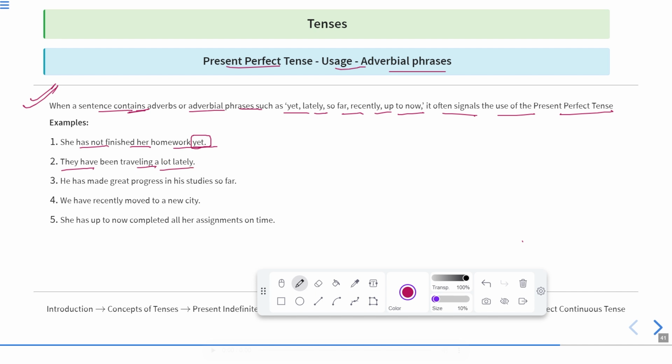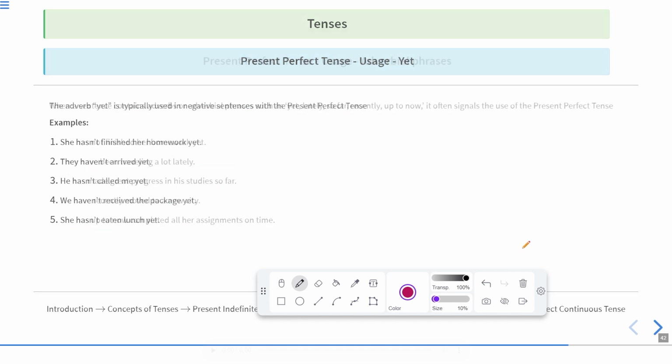They have been traveling a lot lately. Lately means recently. So this type of word is only written in present perfect tense. He has made great progress in his studies so far. We have recently moved to a new city. She has up to now completed all her assignments on time. Okay, so these sentences are always written in present perfect tenses. Now let us move to the next one.